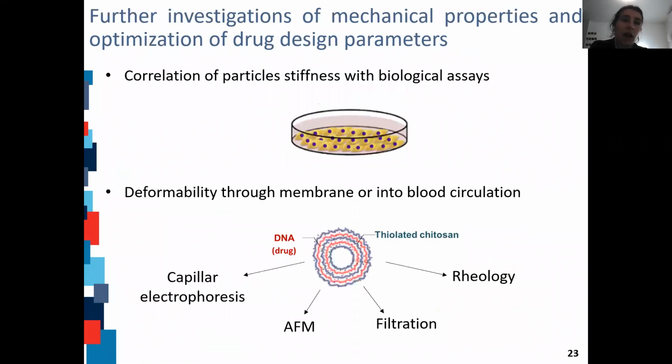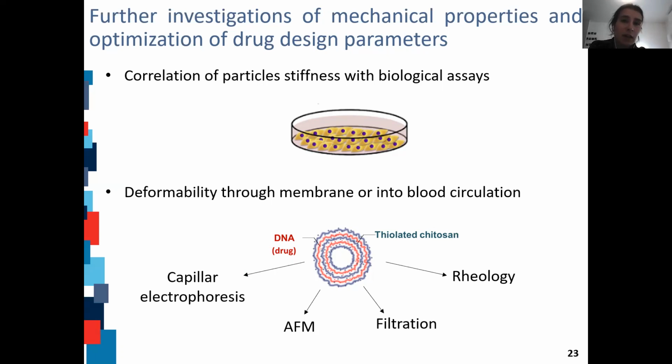And as a further investigation, the next step will be to do a bioassay in the same way as the one I presented at the beginning. But this time we will do it with particles with a different reticulation degree, to see if the cell uptake is improved and what the effect will be on the therapeutic efficiency.